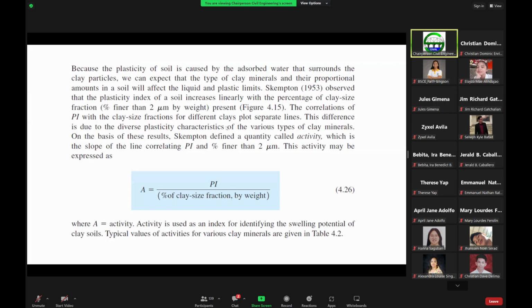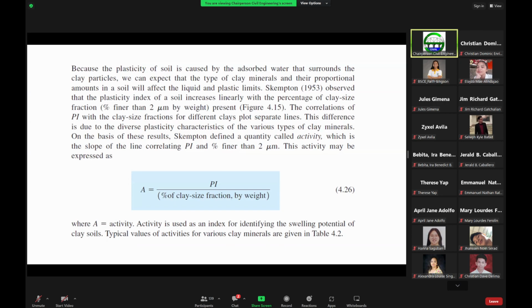So by formula, we now have the activity A equal to the plasticity index, where plasticity index is the liquid limit minus the plastic limit, if you try to recall, over the percent of clay size fraction by weight. Now, this activity parameter is used as an index for identifying the swelling potential of clay soils.